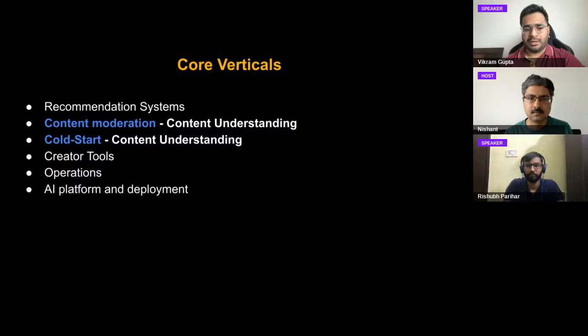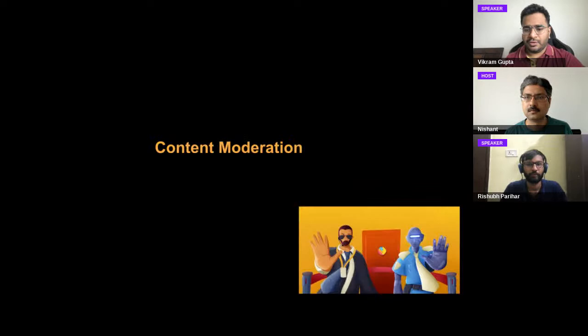Then we have the AI platform and deployment. Since 2 million posts are coming every day on Moj, you have to do everything at scale. So we'll also cover how we try to make this happen from a speed and latency point of view. Right. So the first thing, content moderation.